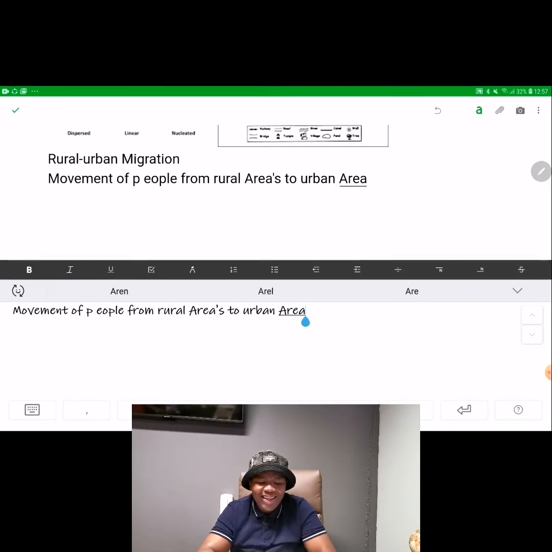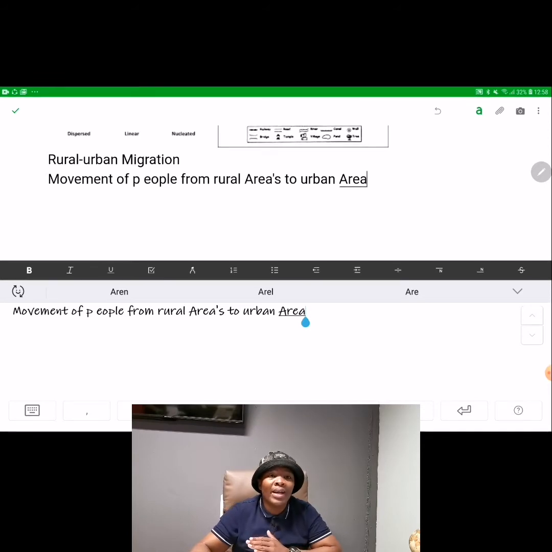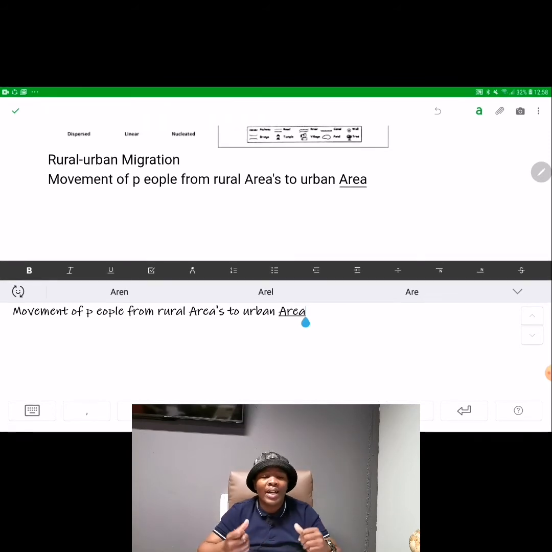So people leave the rural areas to live in urban areas, and this is taking place on a global scale, especially in developing countries. People move from their rural areas to the urban areas. And when people move from rural areas into urban areas, there are many consequences being faced, both by cities and by rural areas.